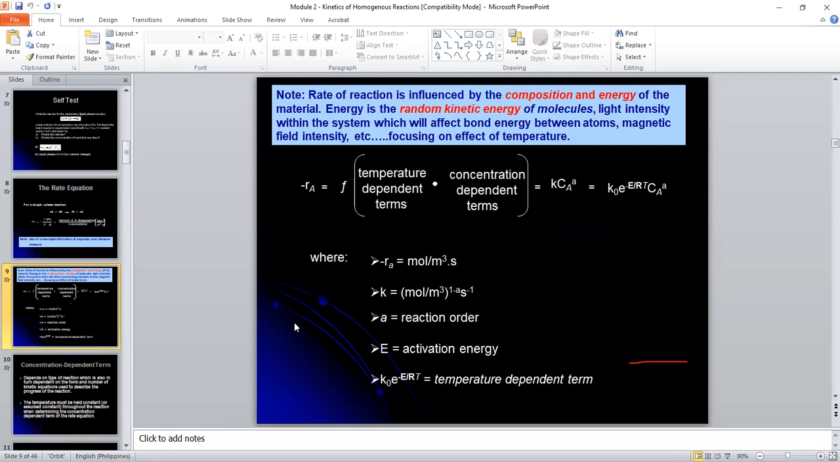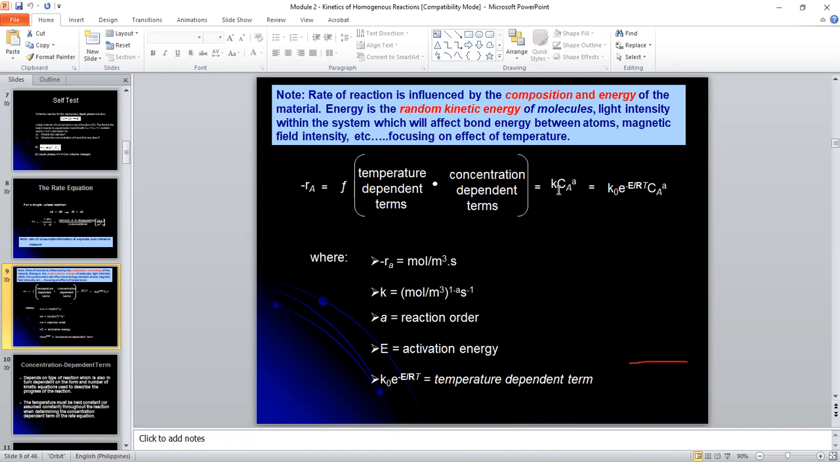Now, energy in here is the random kinetic energy of molecules or the light intensity within the system, which will affect the bond energy between atoms. Even the magnetic field intensity, if such applies. But in here, at the end of it all, we are focusing on the effect of temperature on the rate of reaction. Of course, it will have a great deal of effect on the rate of reaction because our r sub A is dependent on k, which is dependent on the temperature. So you can see here, rate is a function of the temperature-dependent term and the concentration-dependent term.